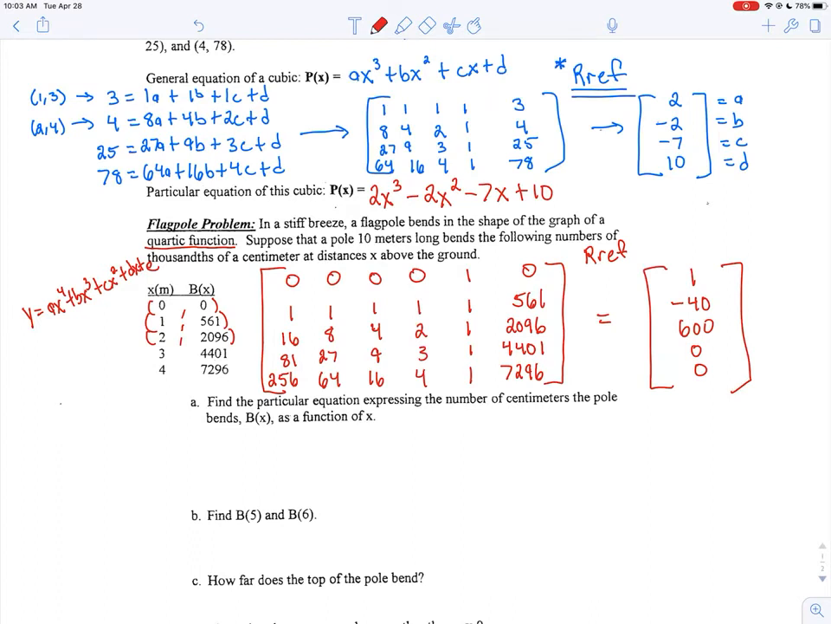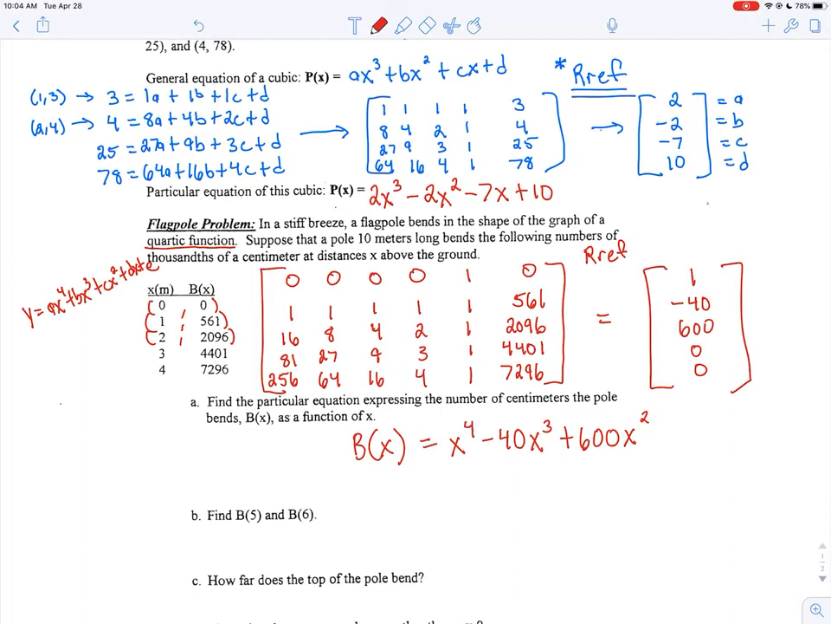What this is telling us as far as our general equation for our particular equation, I guess I should say, we have 1x to the 4th, so x to the 4th minus 40x to the 3rd plus 600x squared, and then our d and e values in this particular case are both 0, so we can just leave it just like that.